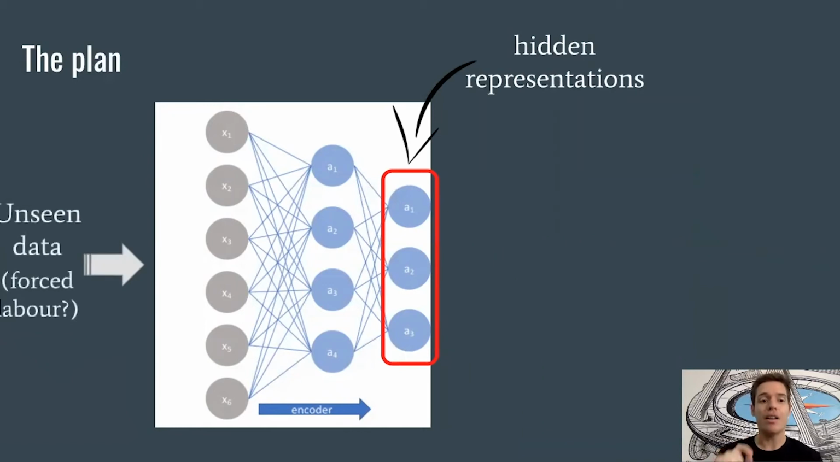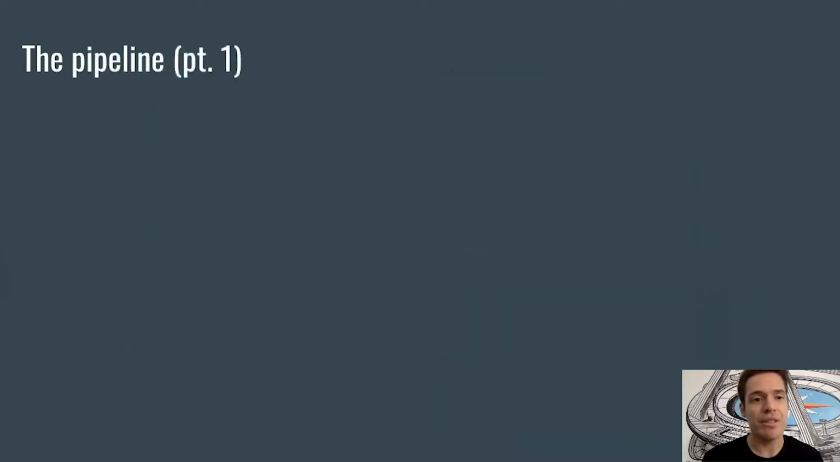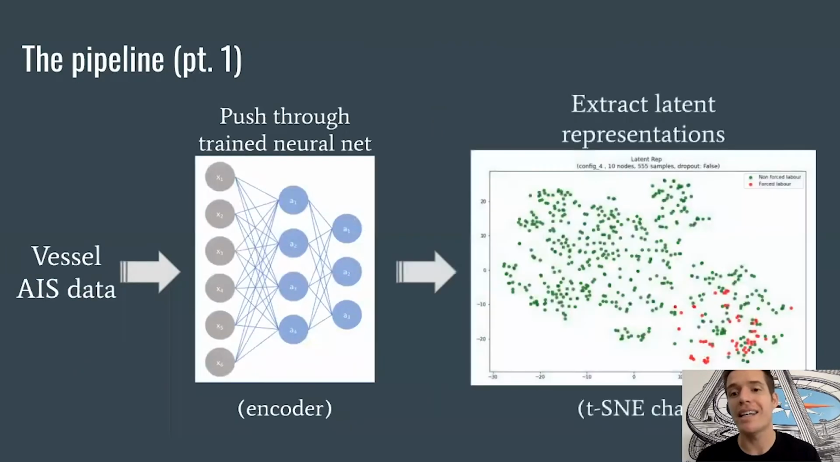We then put in unseen data, maybe data of an offending boat, and from that, we may be able to get new inferences out. Here is the model I used. The pipeline looks like this. I take the AIS data and push it through the trained neural net, just the encoder section, and from that, I extract what are called latent representations.